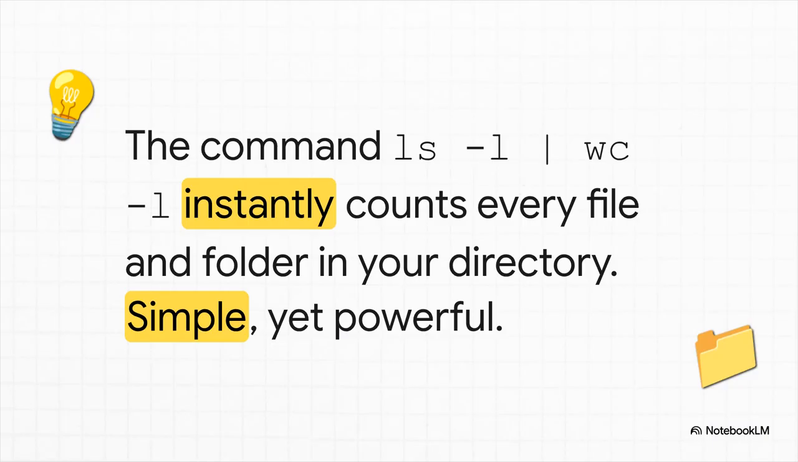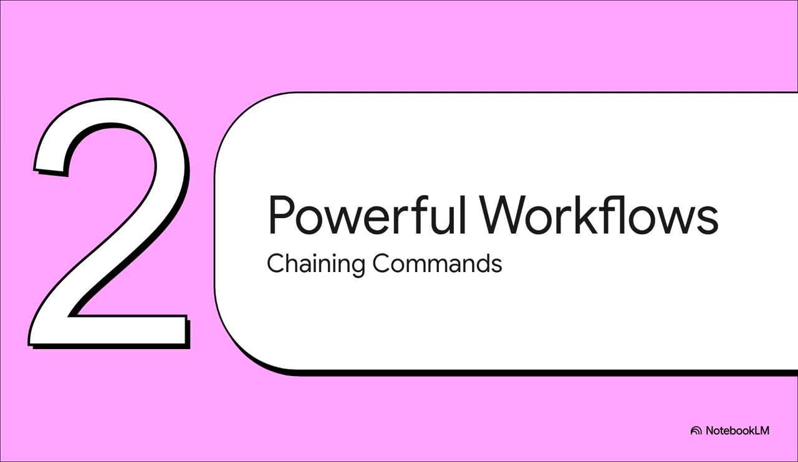Here's a classic, super practical example you'll use all the time. The command ls -l lists all the files in your directory, right? One file per line. By itself, that's pretty useful. But when you pipe that output to wc -l, which is a command that just counts lines, bam! You instantly get a perfect count of every single file and folder in that directory. Two simple tools, one powerful result. And believe me, that is just scratching the surface.